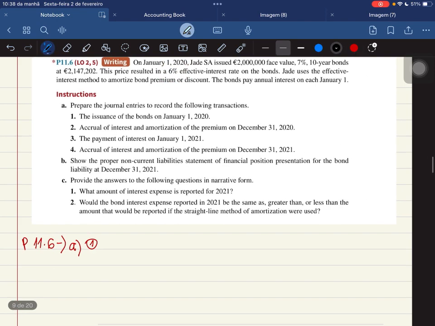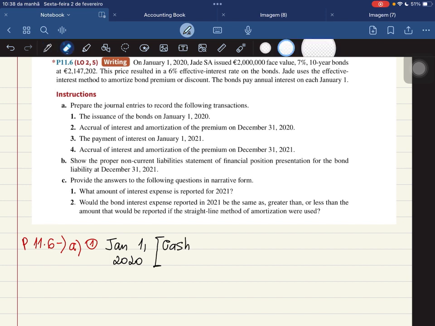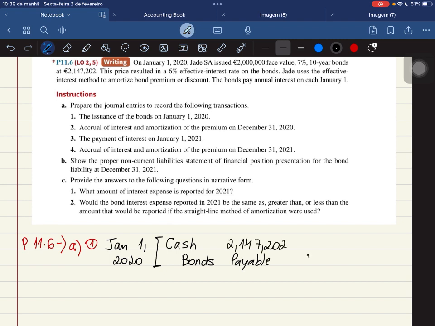Letter A says to prepare the journal entry for the issuance of the bonds on January 1st of 2020. Well, issuance of the bonds, we always use the issuance price, right? So what happens? Cash goes up because we're selling the bonds to other people. Cash goes up and bonds payable also goes up. And we are going to use the issuance price of 2,147,202.